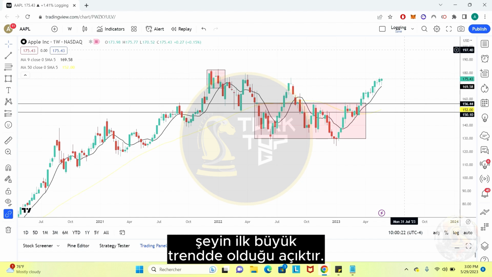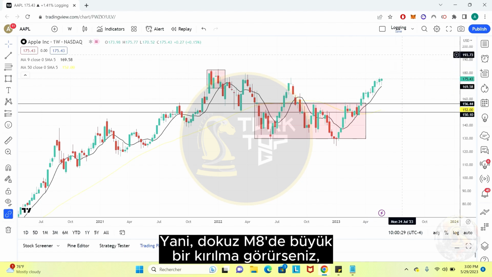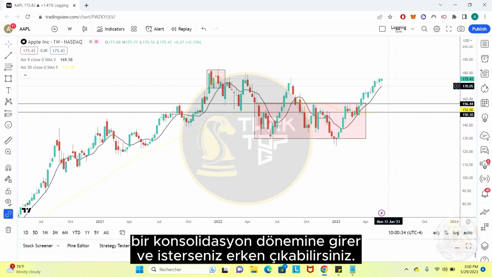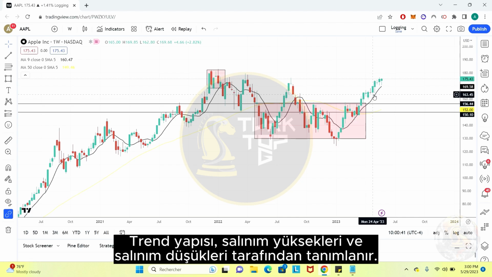What you would see in most of the trends is, in the first big trend, you will see price riding this 9MA the entire time. So if you see a big break of the 9MA, you kind of want to assume that price is going into a consolidation period and you can exit prematurely if you want. But the 9MA is simply a guide. The trend structure is defined by swing highs and swing lows.